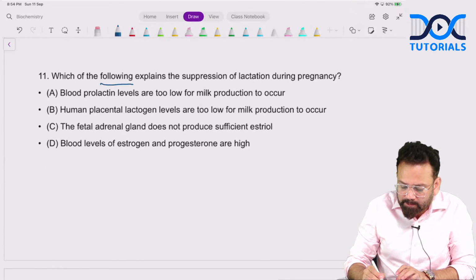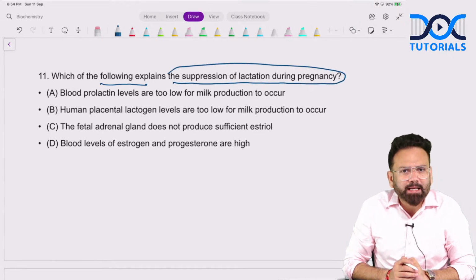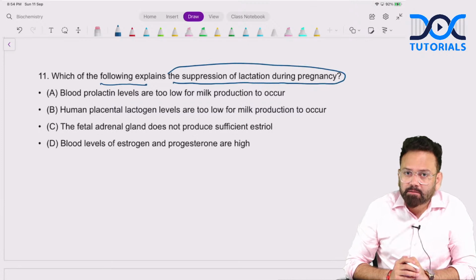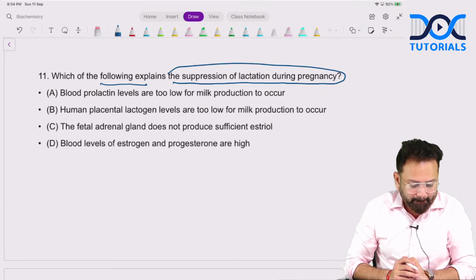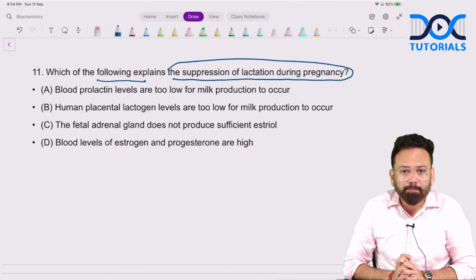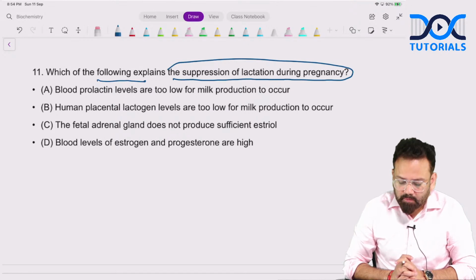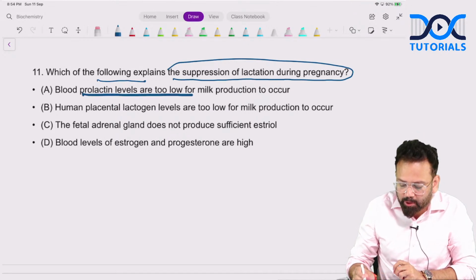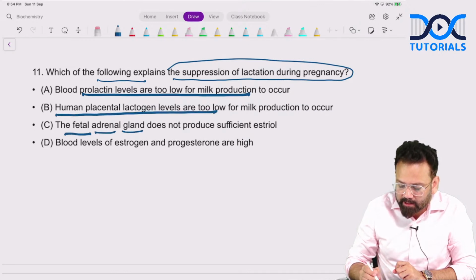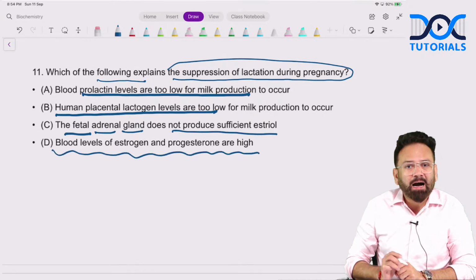Which of the following explains suppression of lactation during pregnancy? Why is lactation suppressed if someone becomes pregnant? What is the reason? Blood prolactin levels are too low for milk production. Human placental lactogen levels are too low. Fetal adrenal gland does not produce sufficient estradiol, or blood levels of estrogen and progesterone are high.